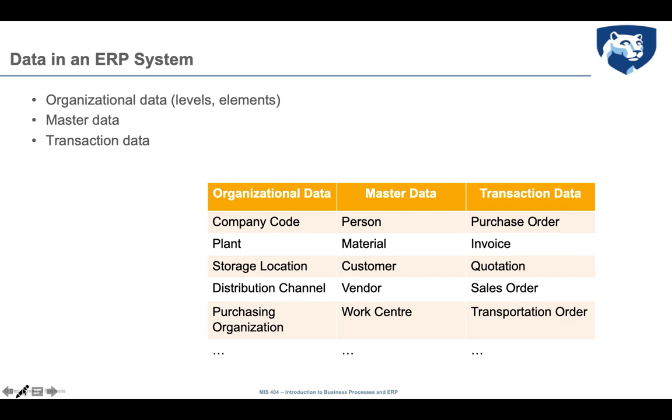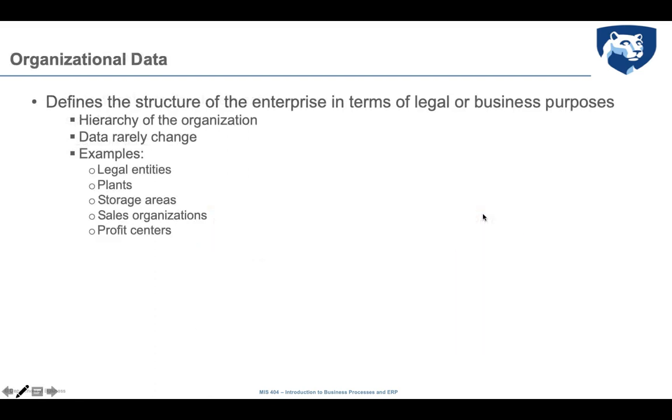And you see here some examples. So organizational data include everything that is related to the company organization. Master data include all the, let's say, units of analysis of the process in a company, while transaction data are all the documents that are generated when executing a process in a company. Let's start with organizational data.